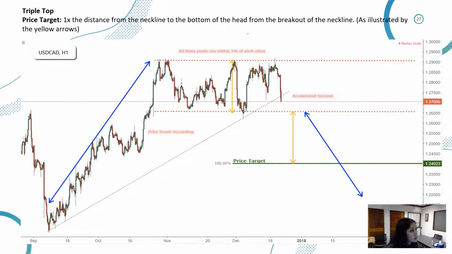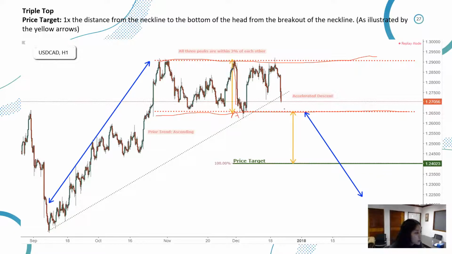So there's a 1 times distance from the neckline to the bottom of the head and to the breakout of the neckline. And next you will identify the distance, the support level for this area here, and the resistance level over here, right? This will allow you to get the information of the distance between this support and the resistance level. This one I'll call A.